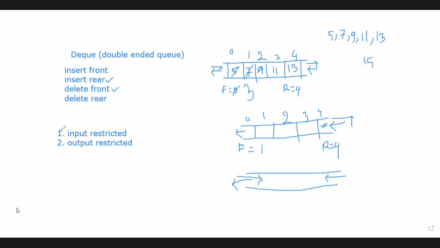What is the difference between input restricted and output restricted queue? In an input restricted queue, input will be done in only one end. In which end? Only in the rear end. The insertion will be done in the rear end. And what about the deletion operation? We can delete the data item from the front side and we can delete the data item from the rear side. And in an output restricted queue, the deletion will be done from one end, only from the front end. And we can insert the data element in the front side or in the rear side. Is that clear?